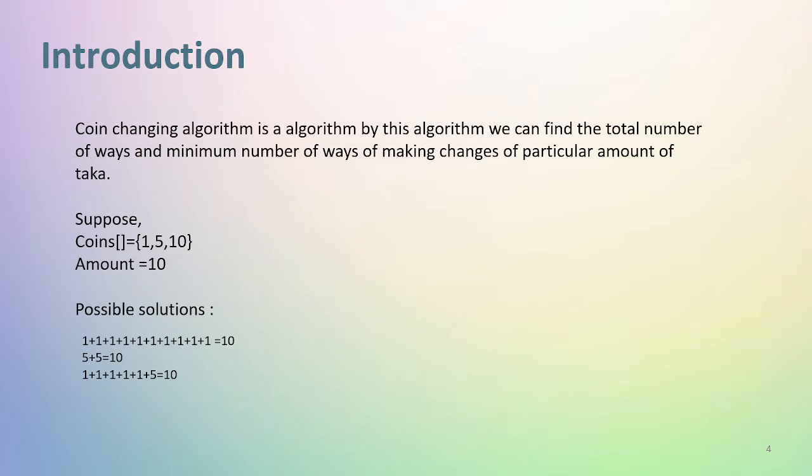Basically, the coin change algorithm is an algorithm by which we can find the total number of ways, and the minimum number of ways, of making change for a particular amount of taka.